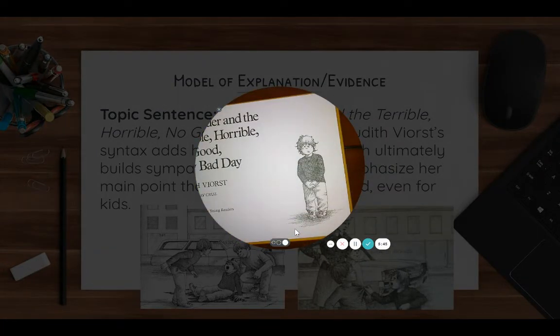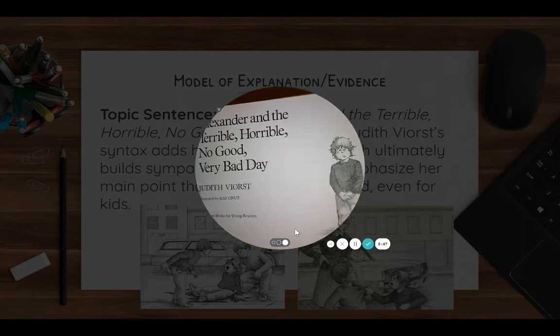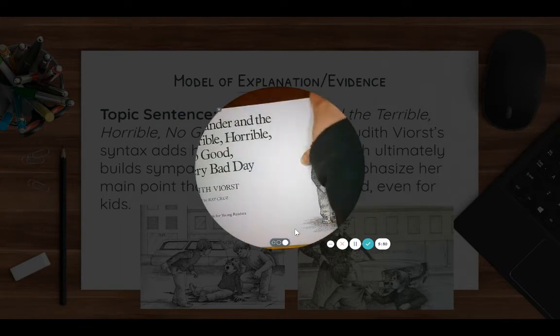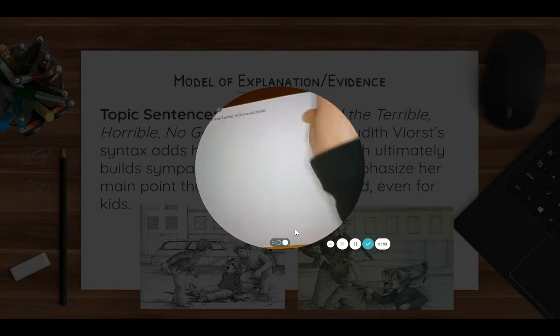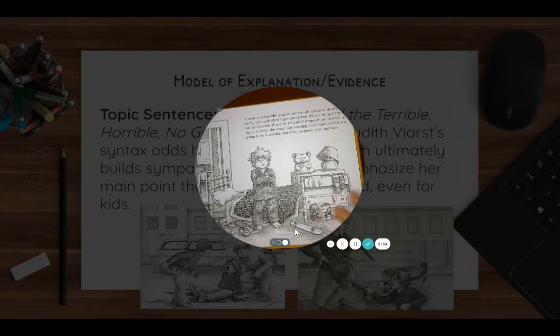If you are familiar with the story, Alexander is right here, and he has a terrible, horrible, no good, very bad day. I'm going to read through some of this pretty quickly so that way we can get to the part that we're going to analyze.